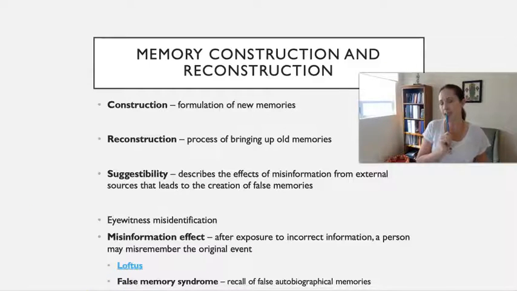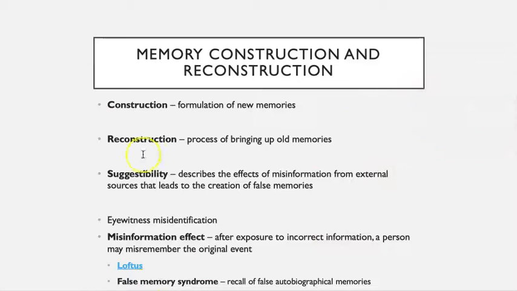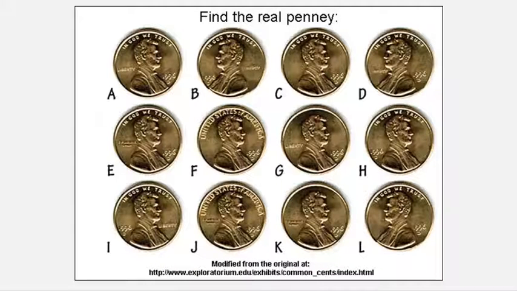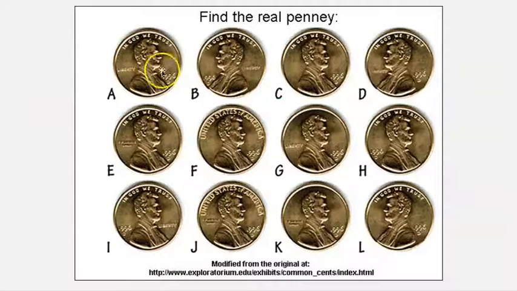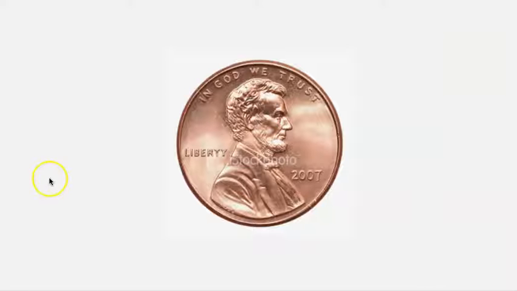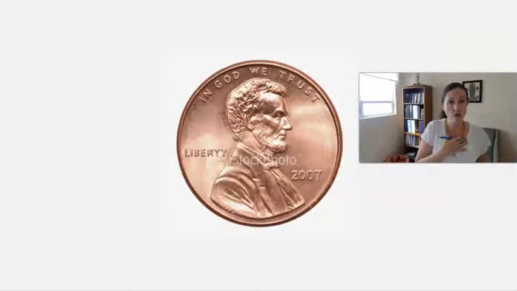Okay, next issue with memory. Which of these is the real penny? Okay, so the answer is A. In God we trust at the top, liberty on the left, number on the right, and he is facing to the right. Yes, that was A. So A is the right answer. Chances are you got that wrong. So why did you get that wrong?